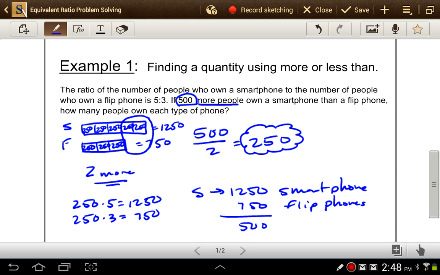Okay, so this one's a little bit different in that the 500 isn't one of the 2 numbers. I actually have to do one step first and figure out that more than first, and then I can do the same process to find my answers for each one. If you need to pause, go ahead. Otherwise, I'm moving on to my next slide.